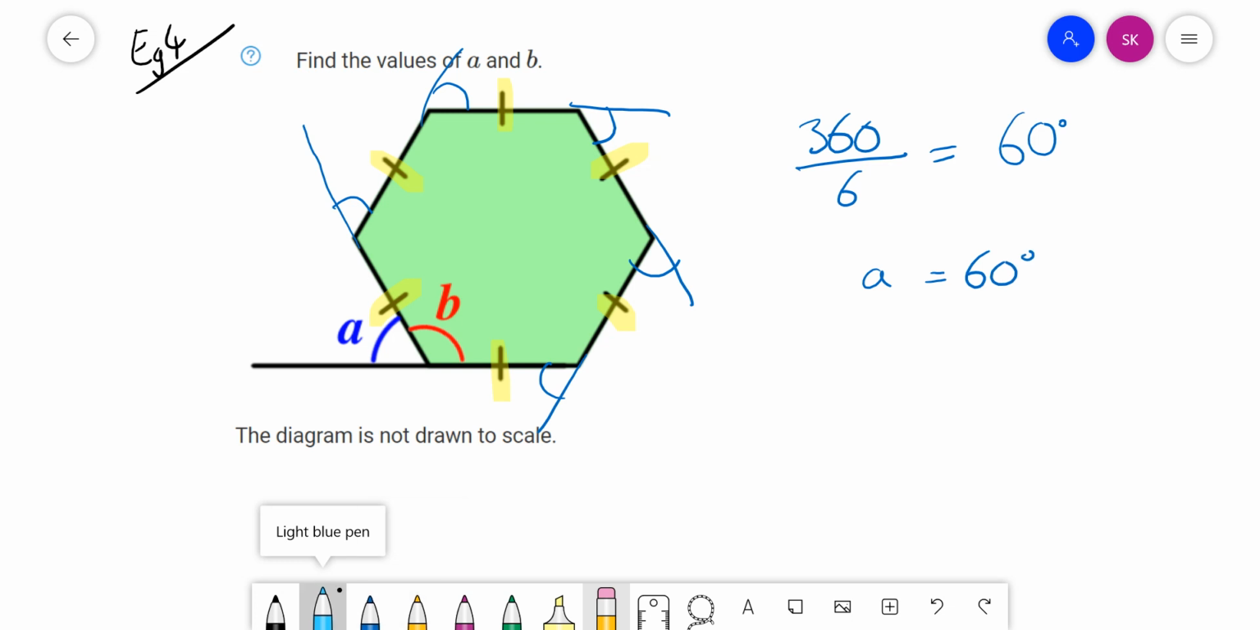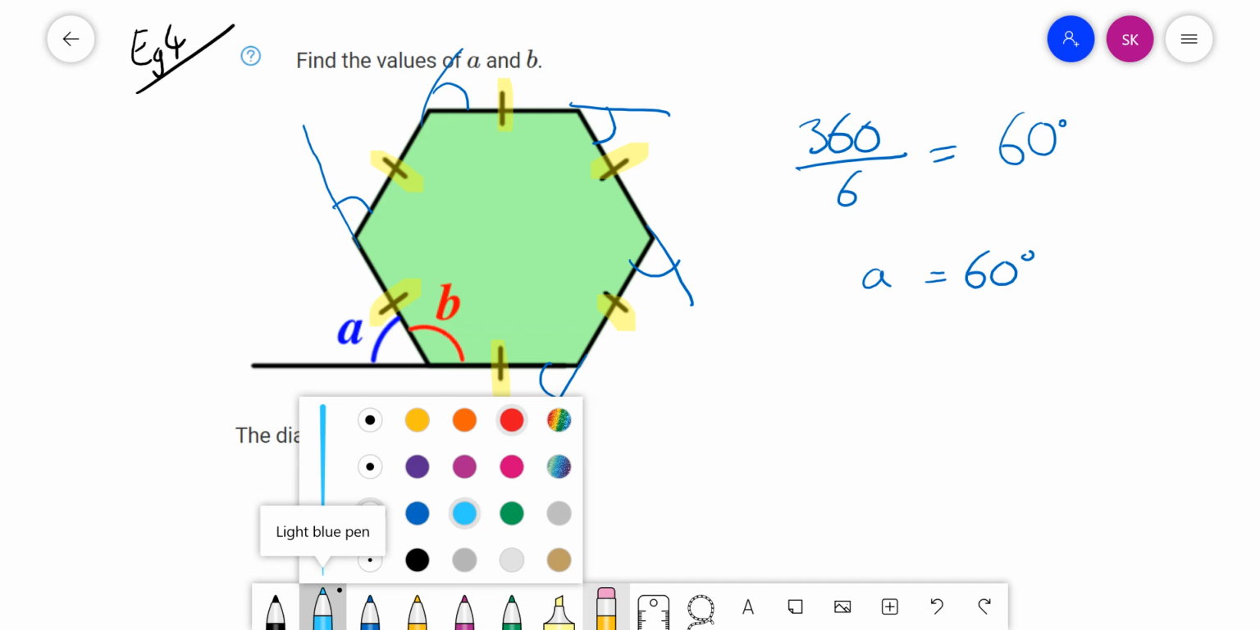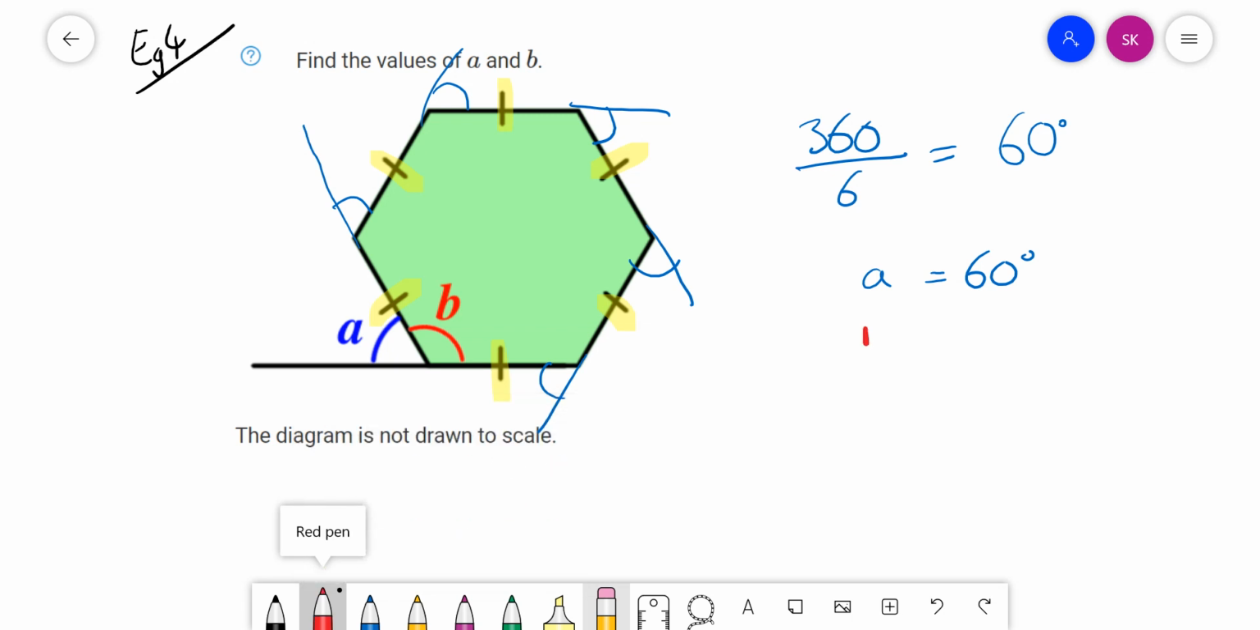Angles on a straight line add up to 180. And so therefore, to find B, what I'm doing is 180 minus 60, which is 120 degrees. If you got those right, give them a tick in purple pen. If you need to rewind to watch any part of that again, do it now. Press play when you're ready to keep watching.